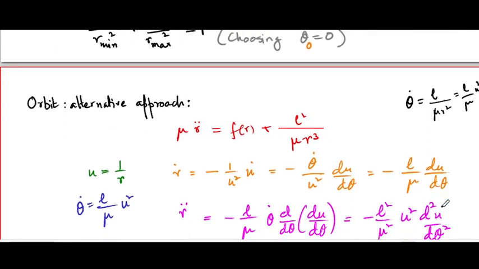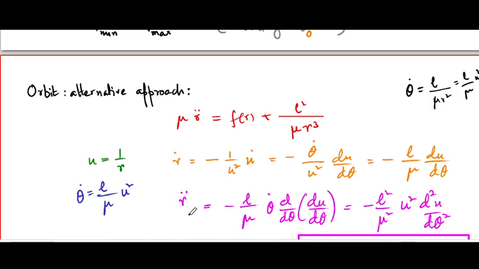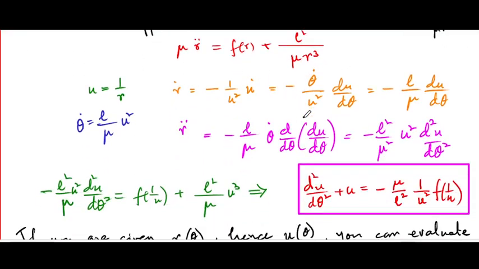Next step, of course, is to evaluate r double dot. And r double dot is just the derivative of this. So minus L by mu d dt of du d theta, but once again we change that to d d theta of du d theta times theta dot, and plugging in this expression for theta dot again, you get minus L square by mu square u square times d2u d theta 2. Now we take this and plug this in our equation. So what you get, mu r double dot becomes minus L square by u square, one mu cancels, into d2u d theta 2.